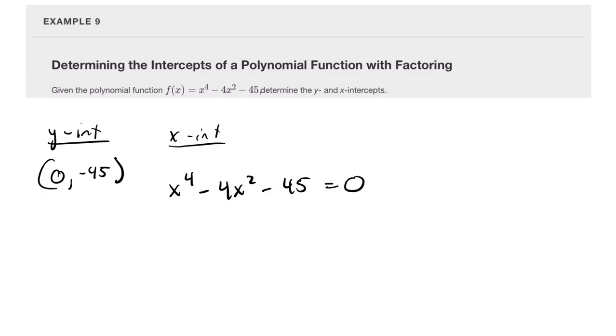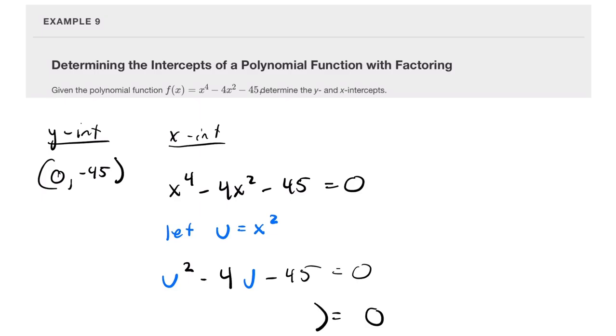All right. So I'm going to use a technique called u substitution, because I noticed that we can let u equal x squared. So then we can rewrite this. It's going to be a u there, a u there. If we let u equal x squared, the first term turns into u squared minus 4u minus 45 equals 0.